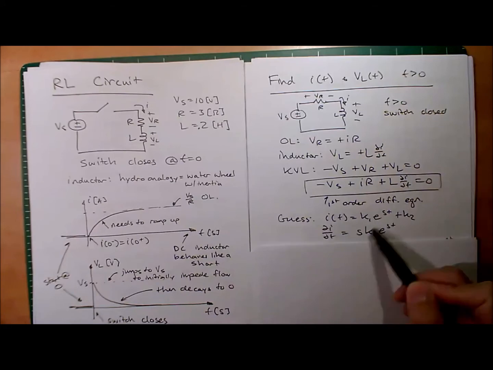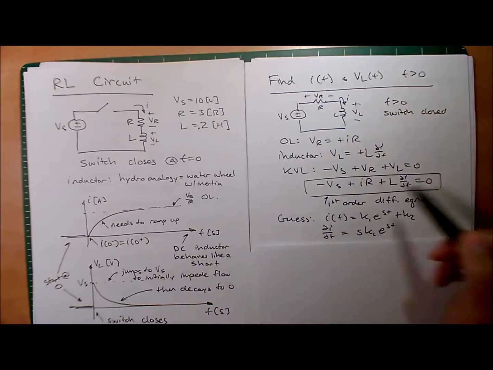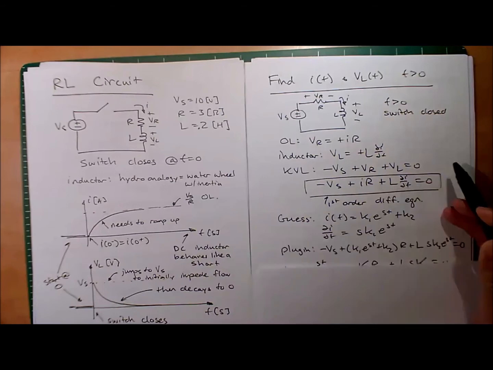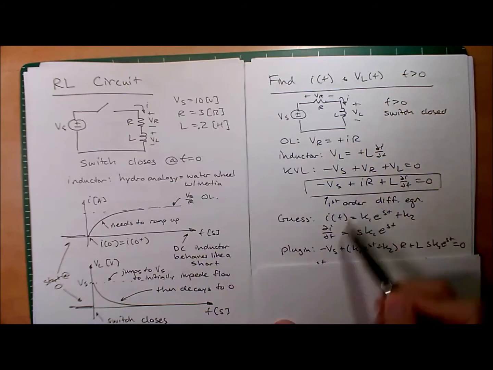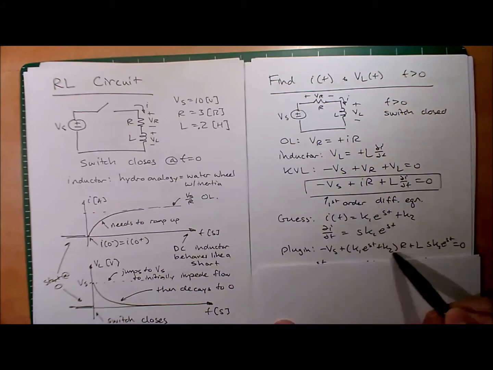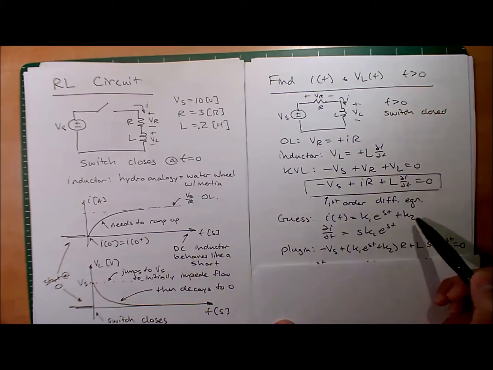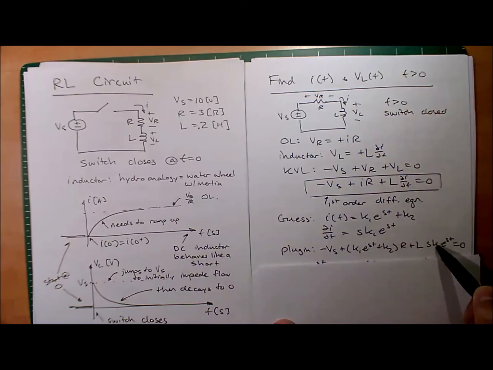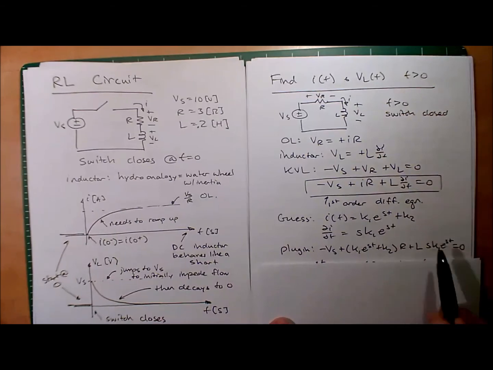We also need the derivative. This is easy, sK1 e to the st, and we're going to plug it in. Once we plug it in, we're going to be able to solve for two of these three unknowns. So I'm going to rewrite it: minus Vs plus K1 e to the st plus K2 R plus L s K1 e to the st. Good. So now I have two equations, even though I only have one, and the sneaky two equations are what? The ones attached to the e to the st and the ones without.